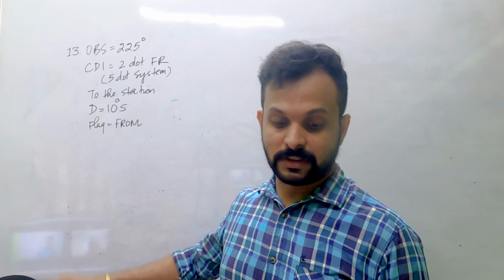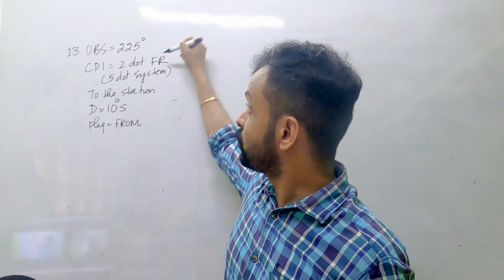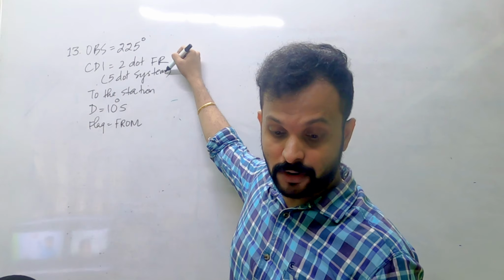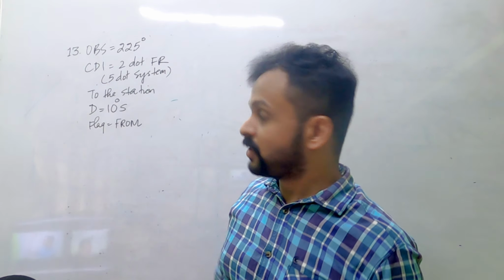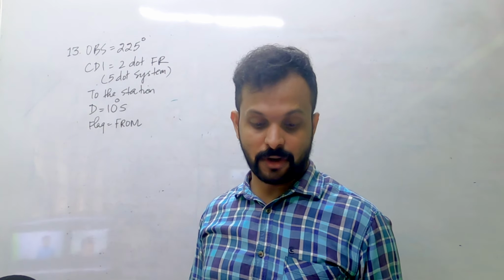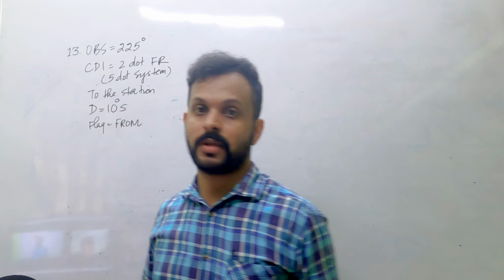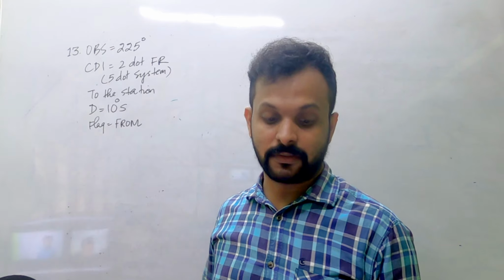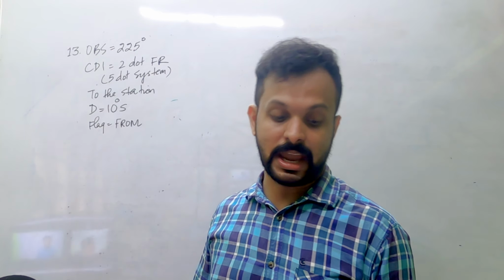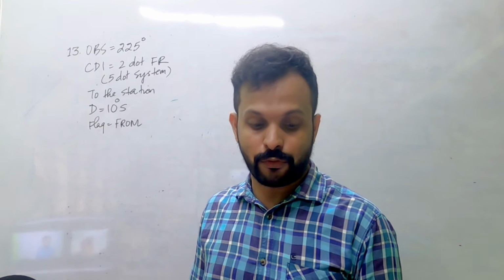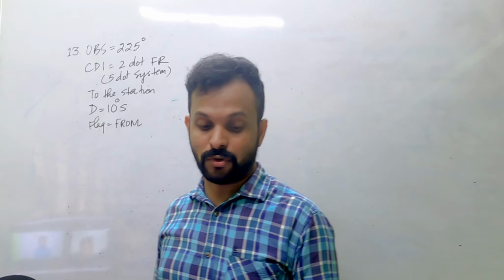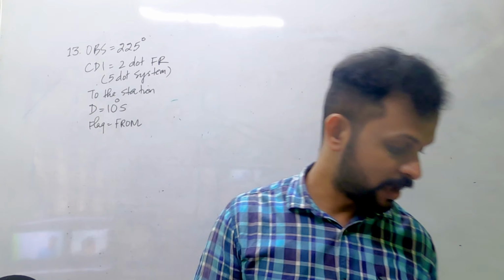So the OBS selection is 225 degrees. The CDI is showing 2 dot fly right indication on a 5 dot system. The aircraft is moving to the station with a drift of 10 degrees starboard and the flag showing from. You're asked to find out the radial of the aircraft, heading of the aircraft, type of sensing, area of reading, and distance off track if the VOR is at 120 nautical miles from the aircraft.